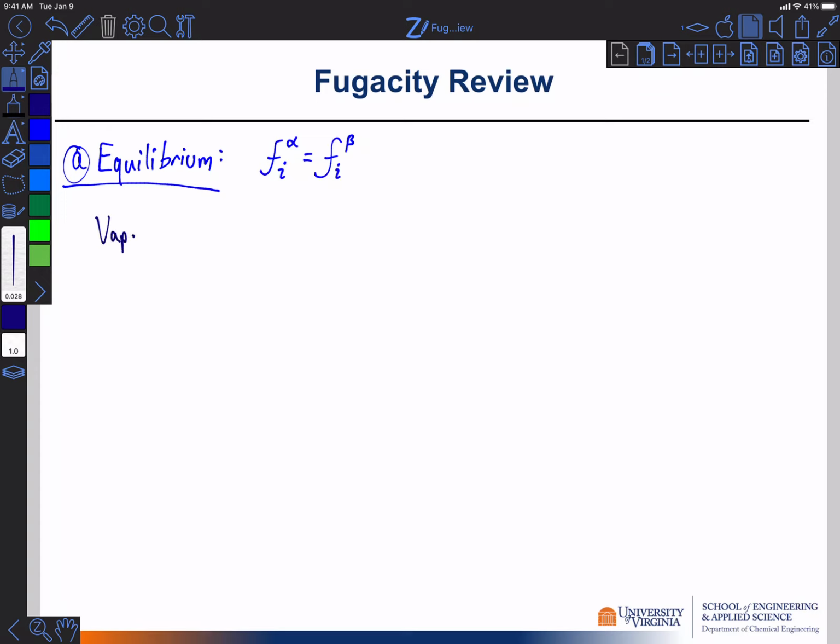The most straightforward example we've talked about is the vapor phase, where we said that the fugacity of some component i in the vapor phase is equal to the mole fraction multiplied by a fugacity coefficient times the pressure. This is the general expression we're going to use for the fugacity of a vapor. It means that if we have an ideal gas, the fugacity is simply equal to the partial pressure of that component in the gas mixture. In other words, the fugacity coefficient goes to unity.